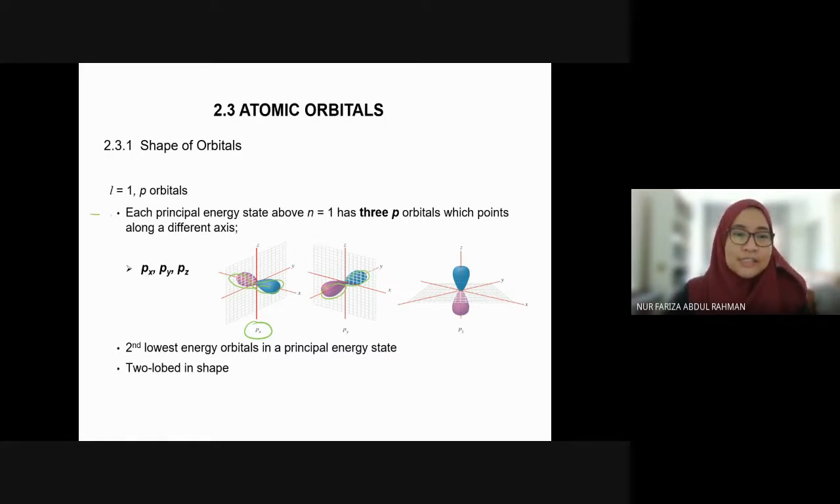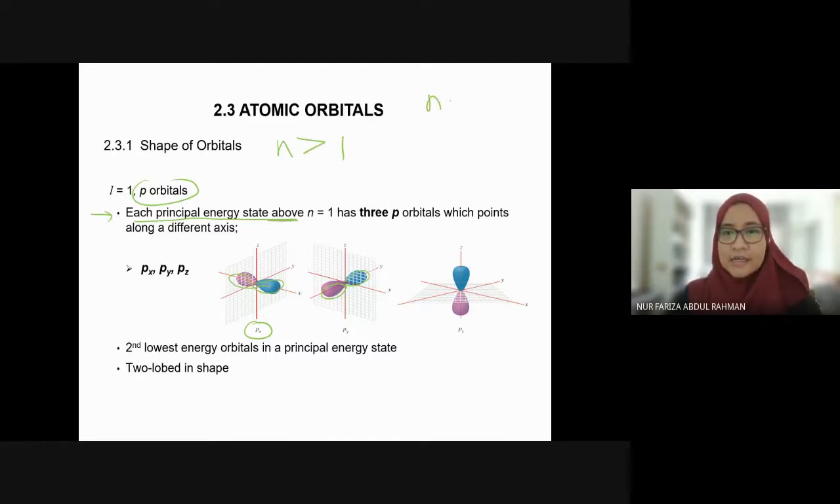Look here. For the p orbital, the value of L is equal to 1. Each principal energy state above n equal to 1 has three p orbitals, which point along different axes. That means n should be more than 1 for there to be a p orbital.